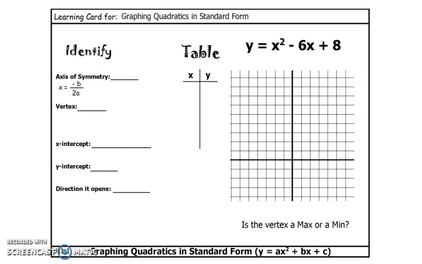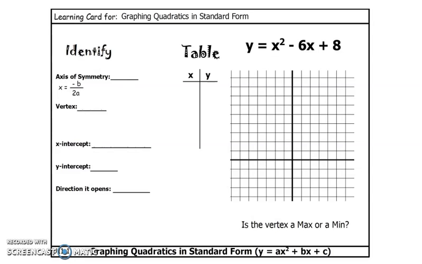All right, the first thing that we want to do if we're graphing something that's in standard form is find the very middle of this quadratic. So we know, remember, it's going to look like a U. So let's find that middle place that's going to tell us where the graph is cut into two equal parts. That is called our axis of symmetry.